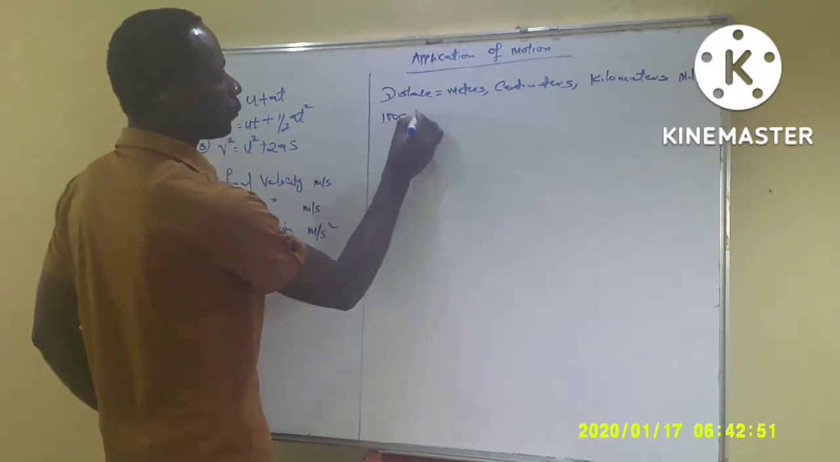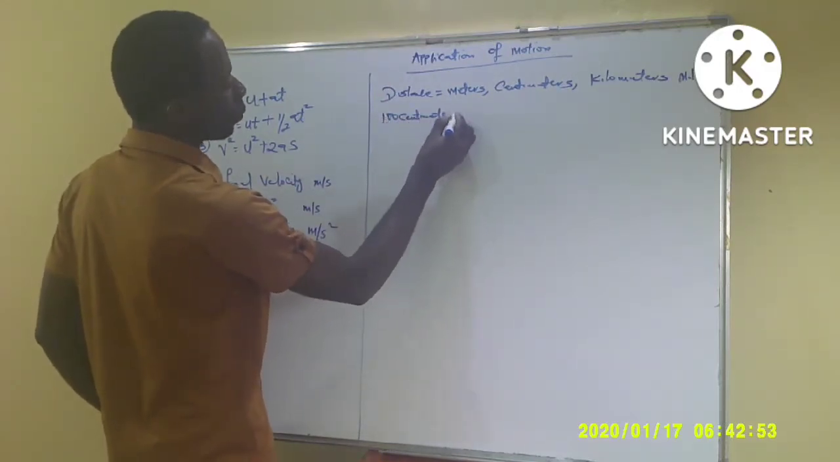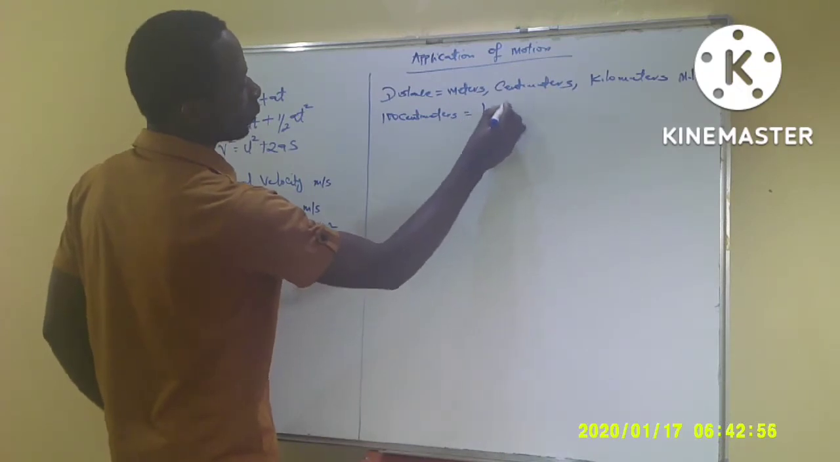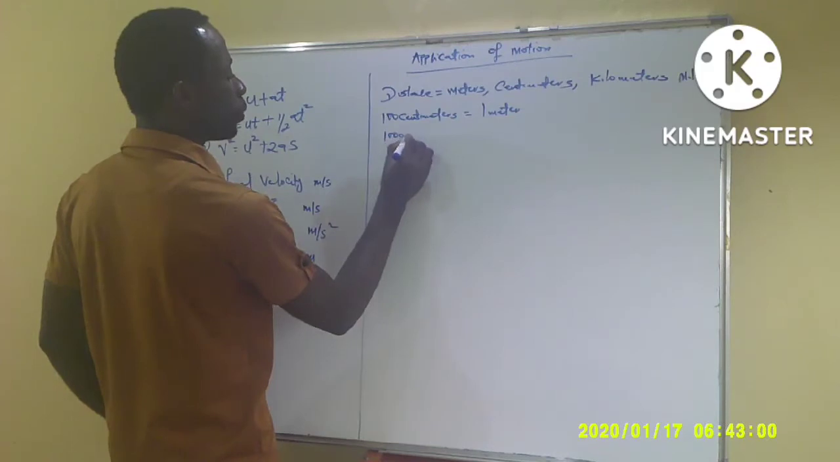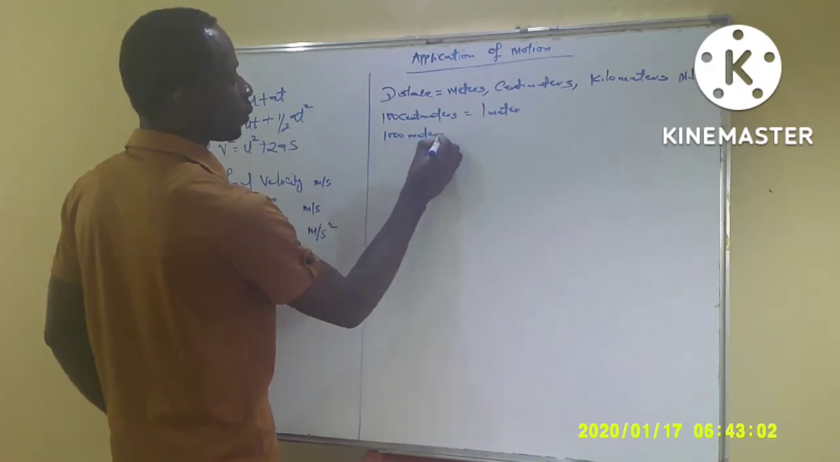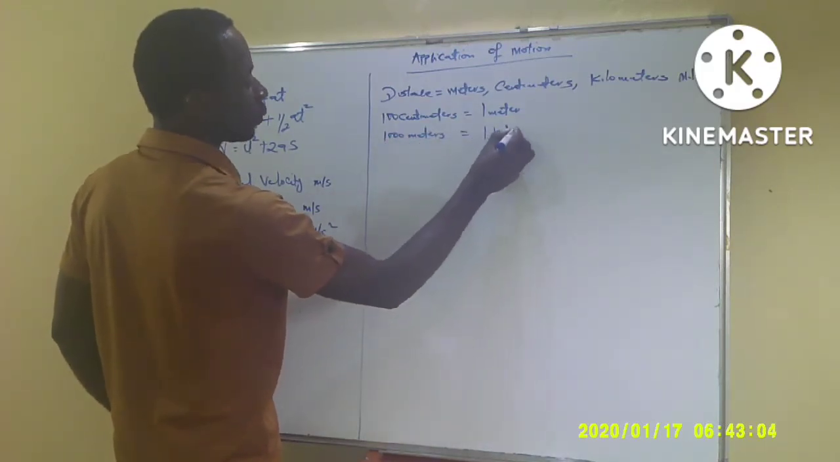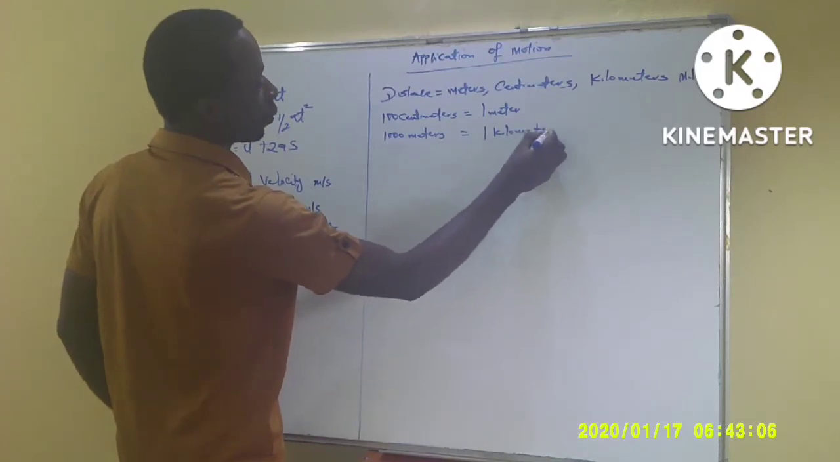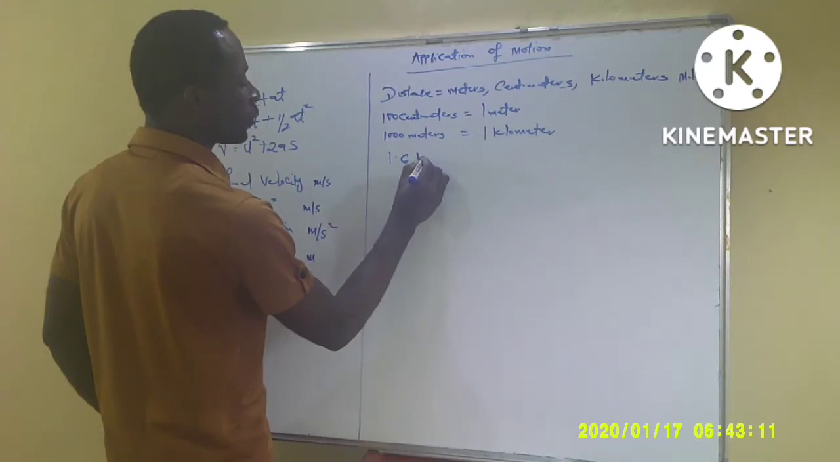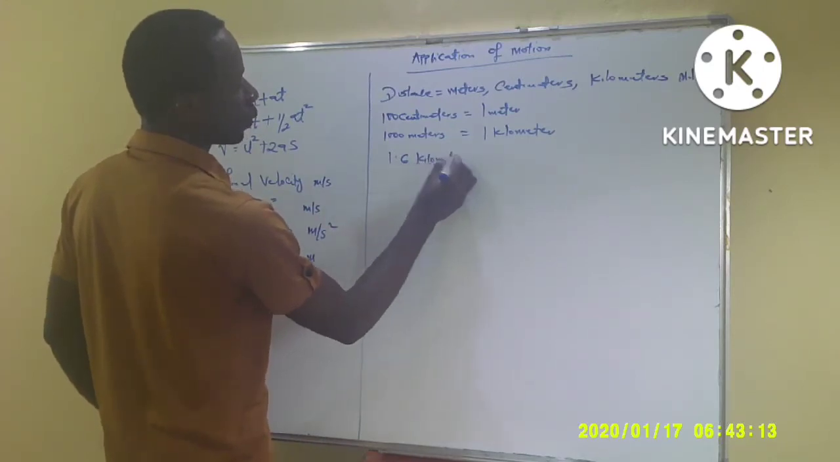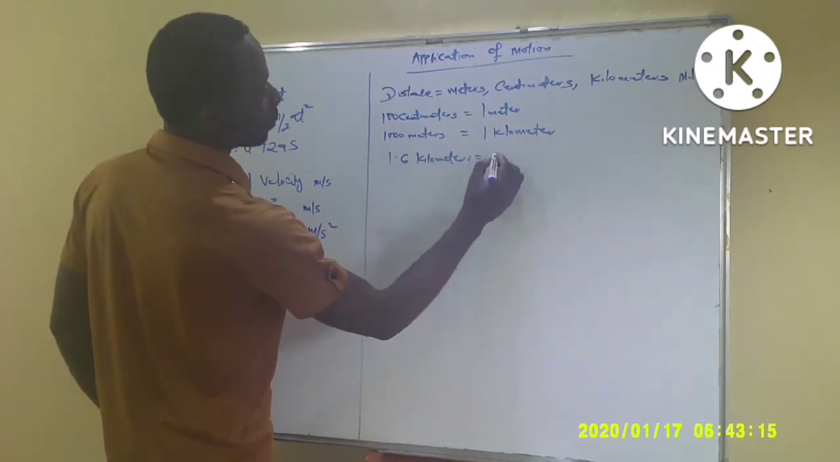100 centimeters is equal to 1 meter. Then 1000 meters is equal to 1 kilometer. Then 1.6 kilometers will give you 1 mile.